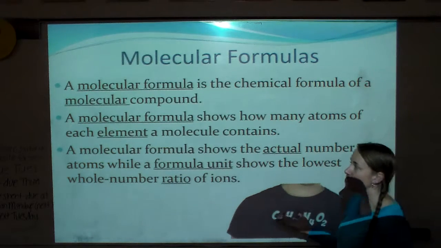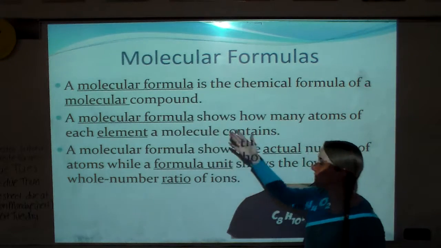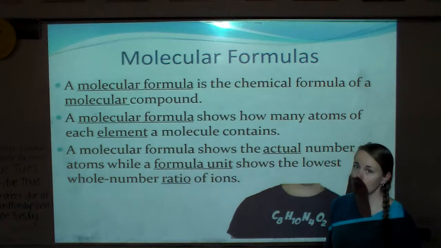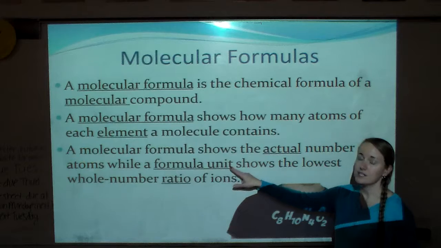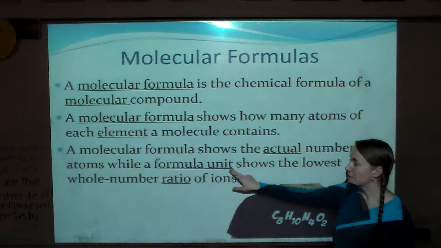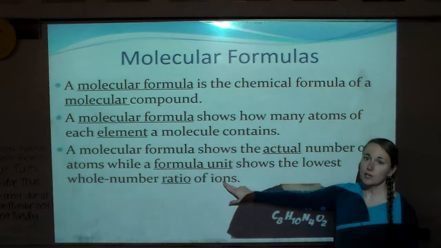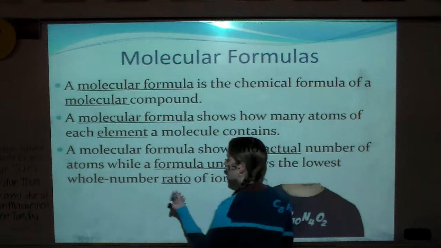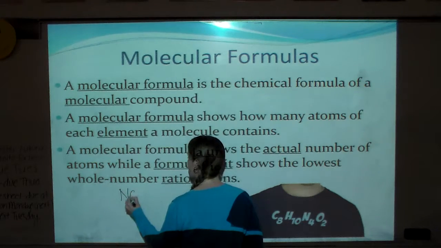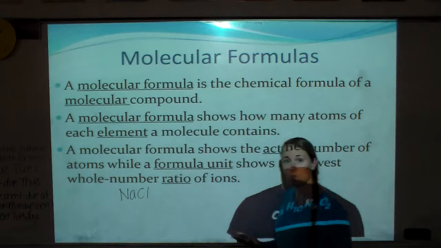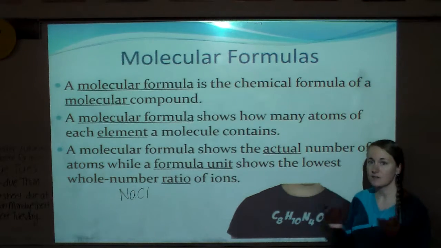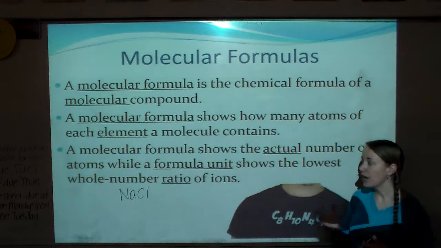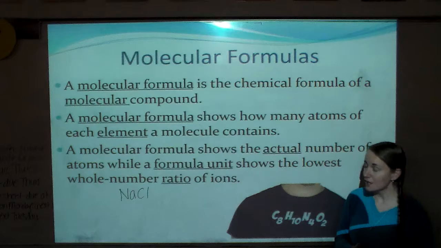So this chapter we're going to refer to molecular formula. Last chapter we referred to formula unit. So let's discuss the difference in those. A formula unit is used for ionic compounds, and it just shows us the lowest whole number ratio of ions. So for example, the formula unit for salt is NaCl. Now, that doesn't mean that every piece of salt is one Na and one Cl. It just means for every Na, you have one Cl.